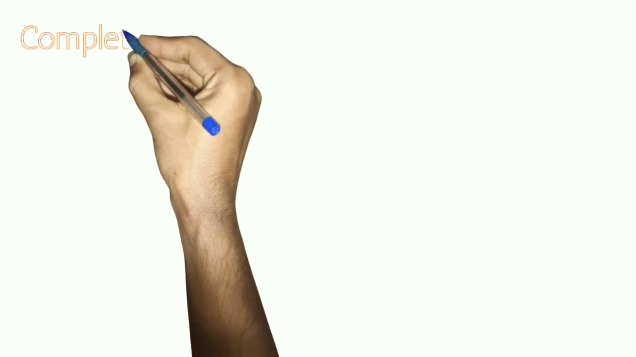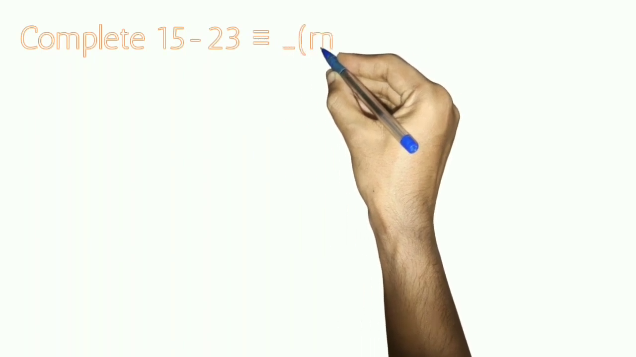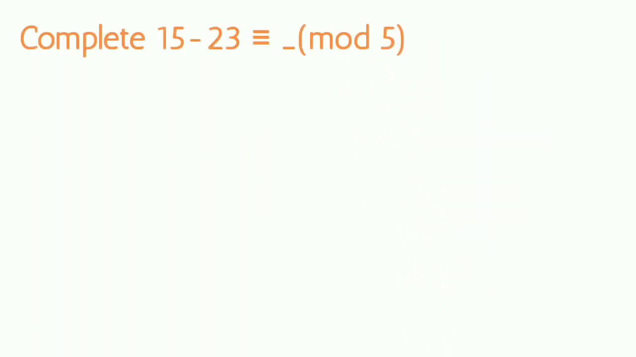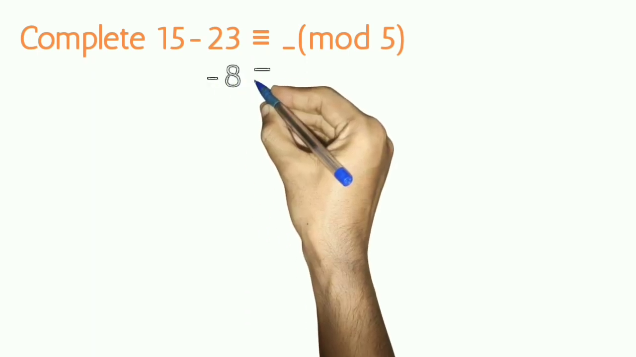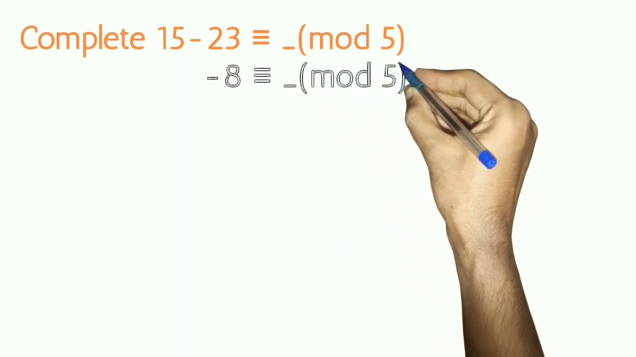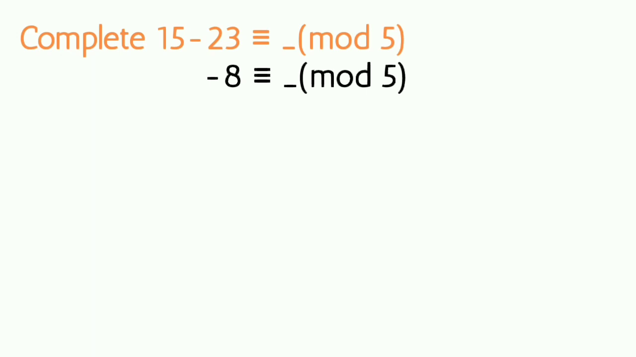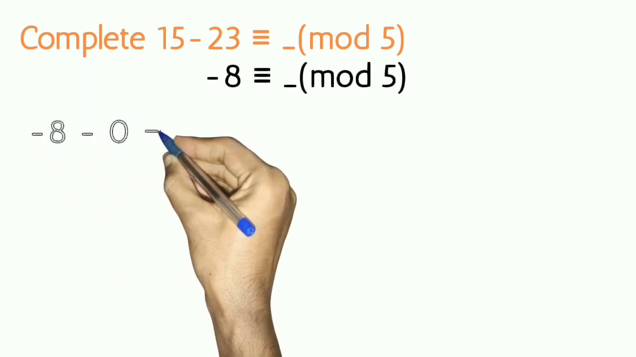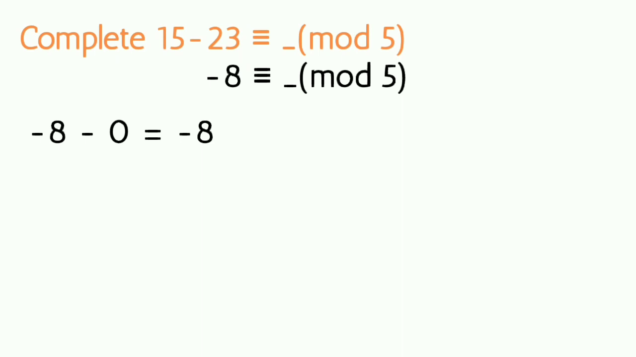Complete: 15 minus 23 is congruent to blank mod 5. 15 minus 23 is equal to negative 8. So that will become negative 8 is congruent to blank mod 5. Maghahanap na naman kayo ng smallest positive integer na kung i-deduct natin or i-minus natin sa negative 8, ang magiging result should be divisible by 5. Let's try 0. Negative 8 minus 0 is equal to negative 8. Negative 8 is not divisible by 5. Therefore, 0 is not the correct answer.